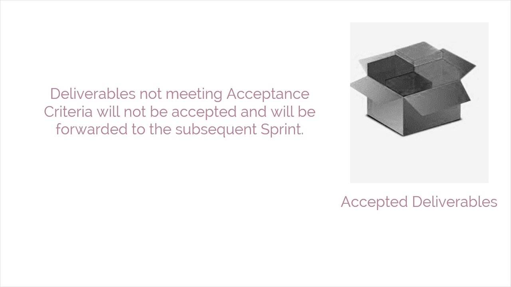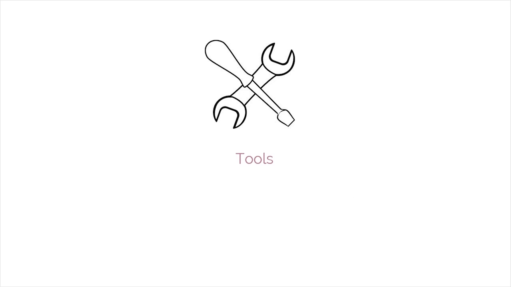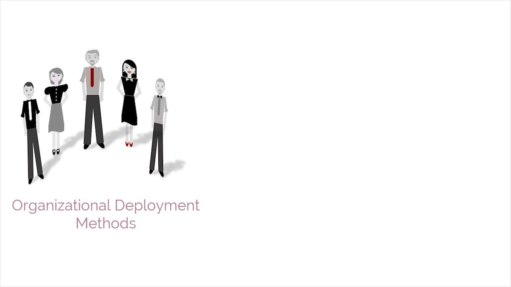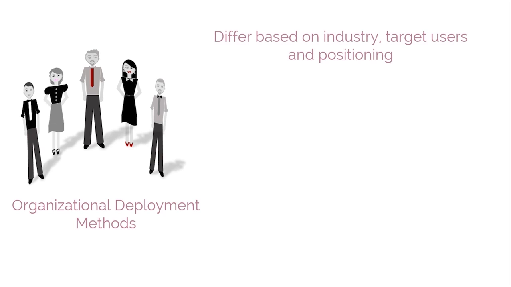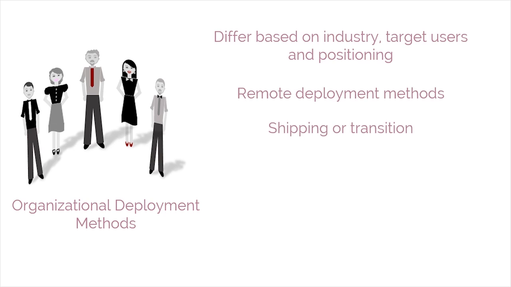Now that we have the inputs ready, let's see what tools are available to carry out the process. In the ship deliverables process, the main tools involved are the organizational deployment methods. The deployment mechanisms of each organization tend to be different based on their industry, target users, and positioning. Depending on the product being delivered, deployment can take place remotely or may involve the physical shipping or transition of an item.